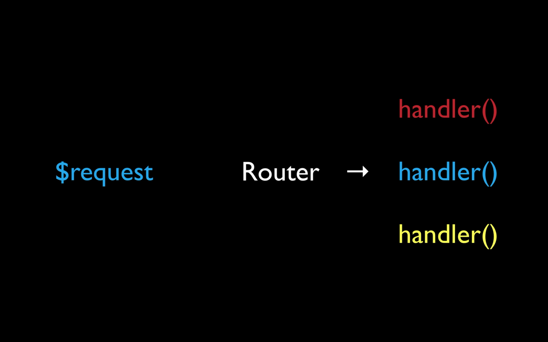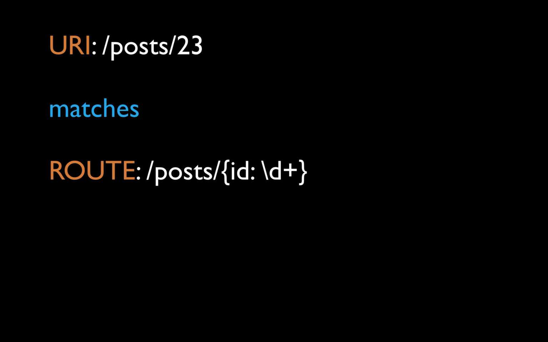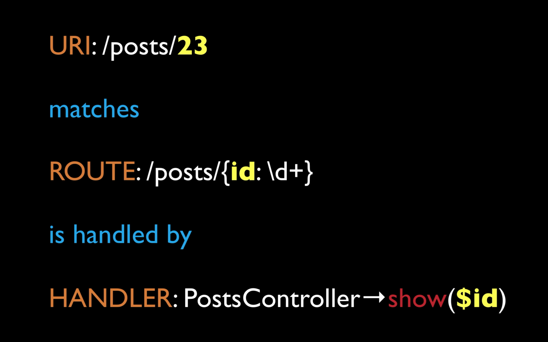Enter the router component. The router will read the request URI, and using regular expressions, the URI is matched to a pre-configured route. This is a route which URI could define in our application, and each route has its own dedicated handler. For example, here is a posts/23 URI which matches this regex. This is handled by a show method on the post controller, and the number 23 is matched to this ID part of the regex and passed in as the ID argument to the show method.